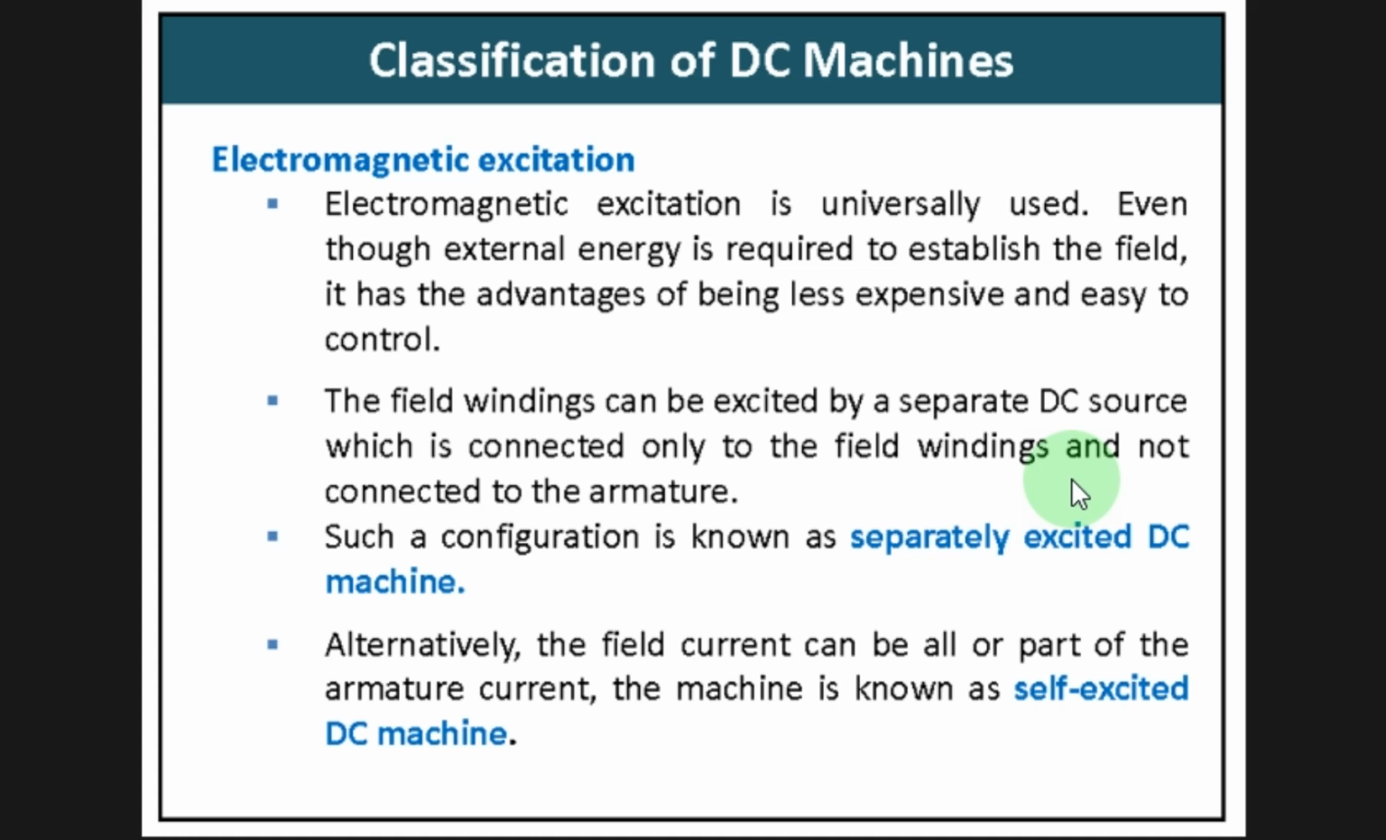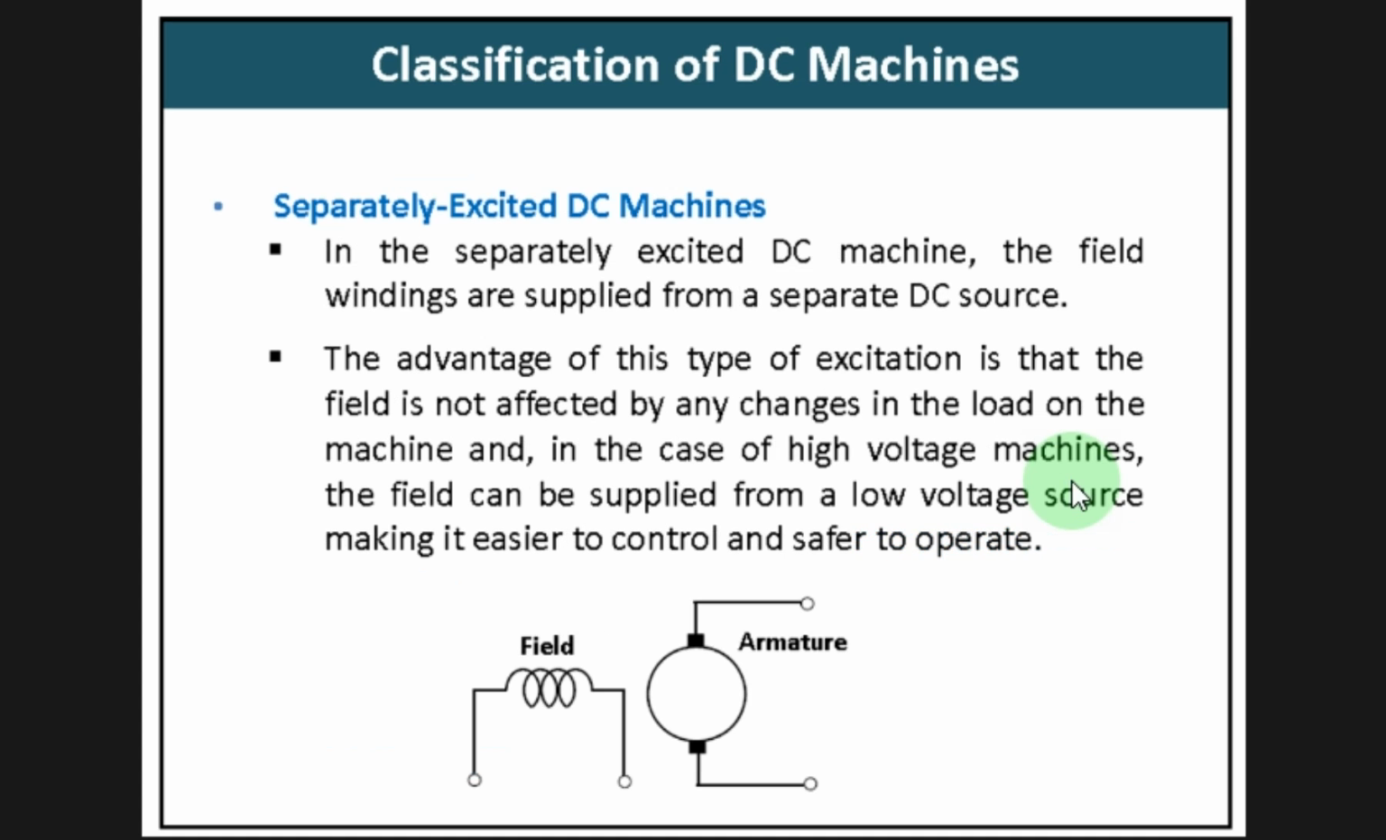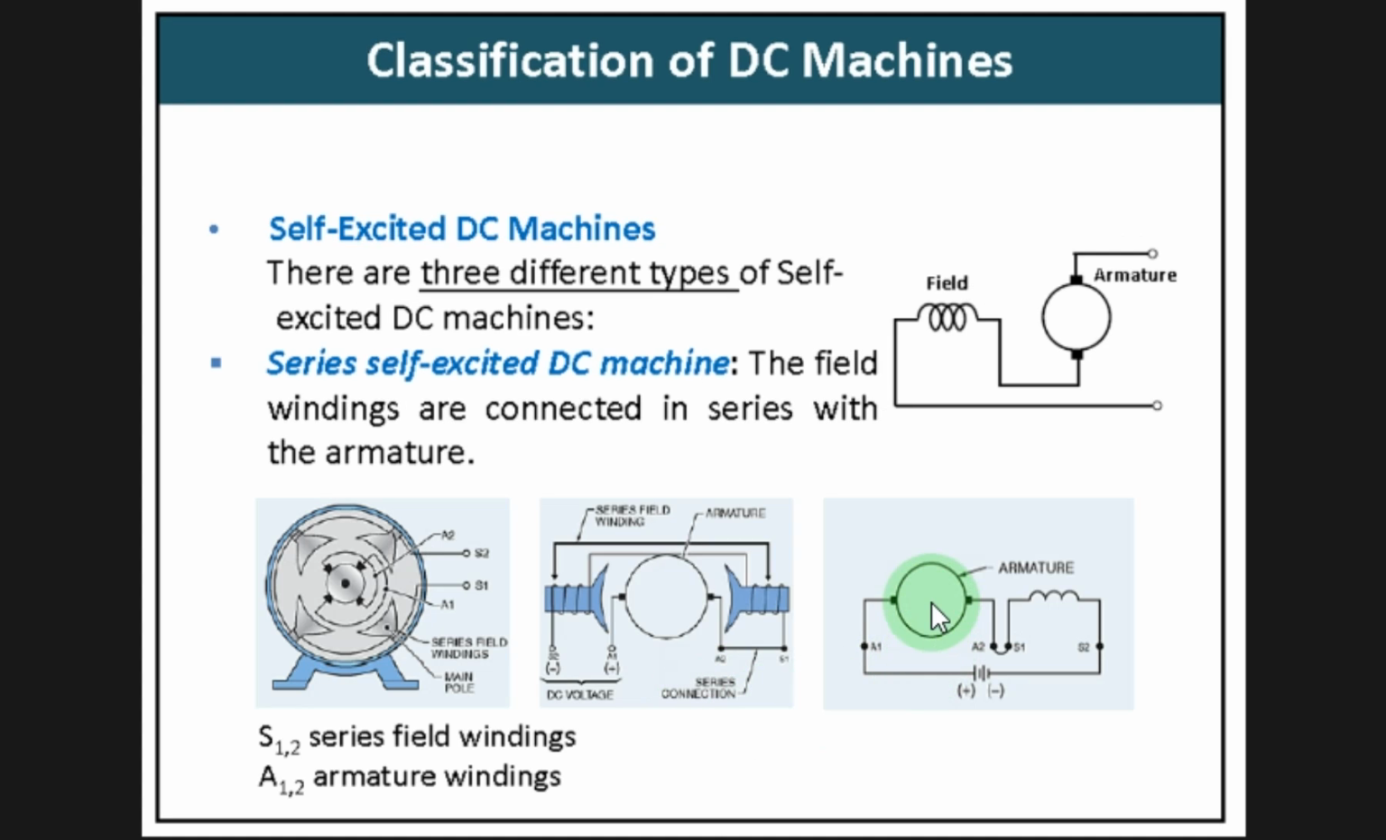Or the field current can be supplied as a part of the armature current, or maybe the whole armature current will also be used to supply the field coils. That is called self-excited DC machines. Then this is called the separately excited DC machine. One supply is connected here and the other supply is connected to the armature.